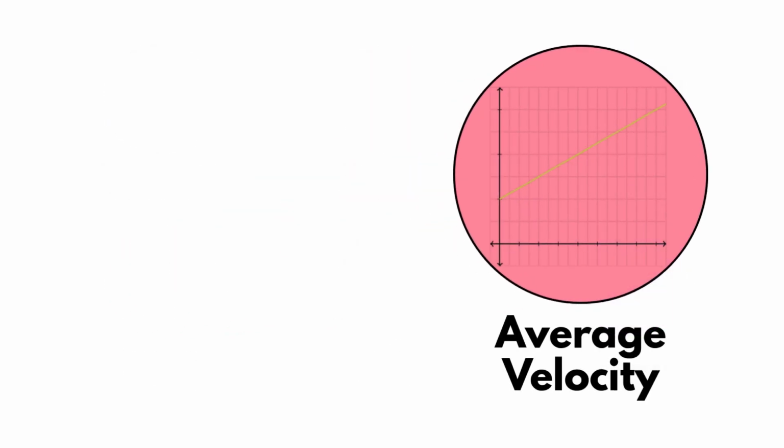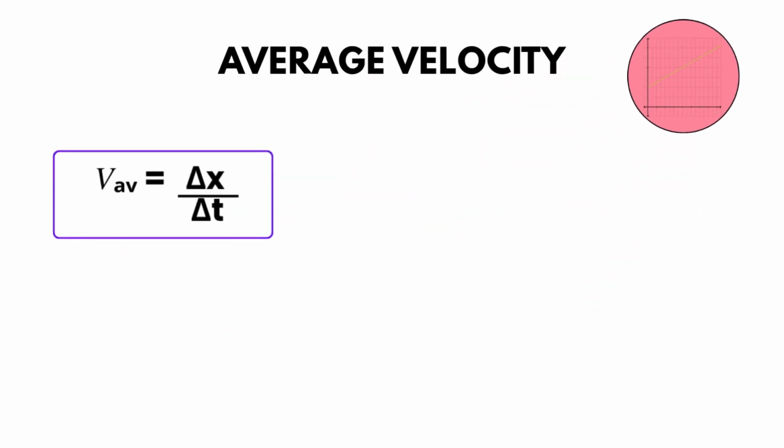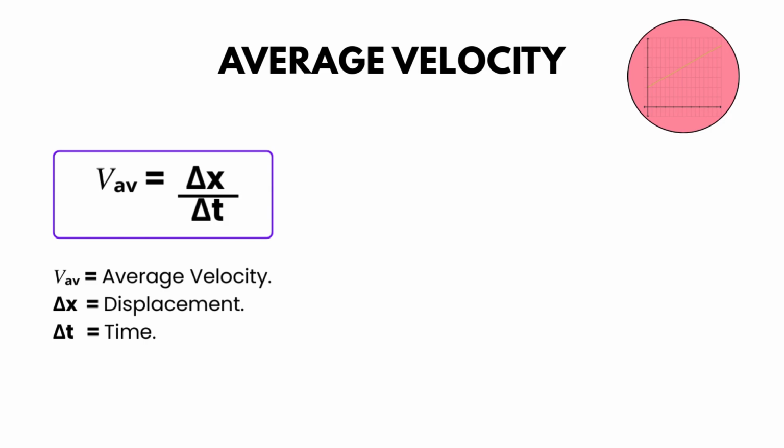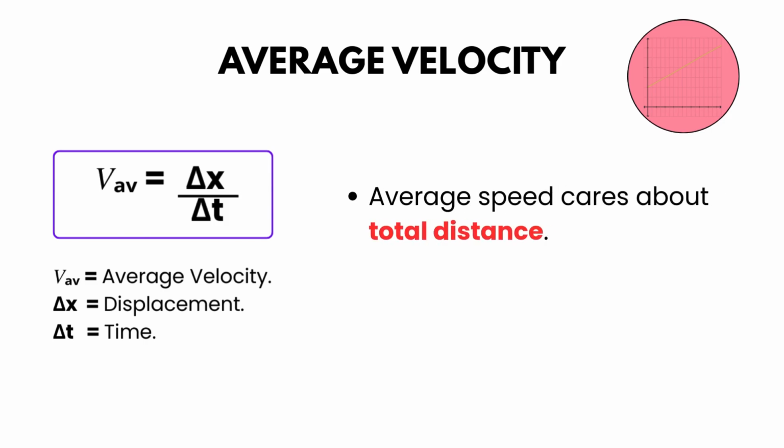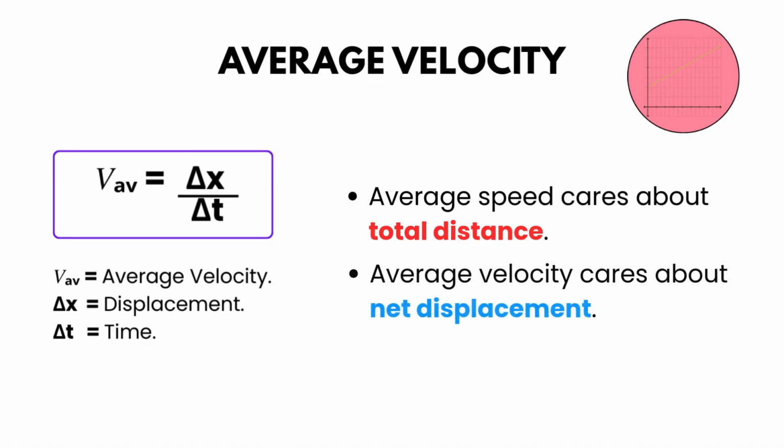Average velocity. Total displacement over total time. Straightforward but easy to confuse with average speed. Average speed cares about total distance. Average velocity cares about net displacement.